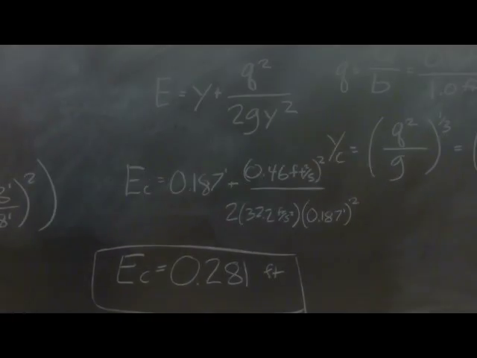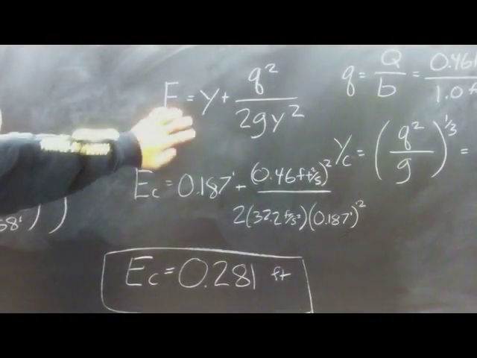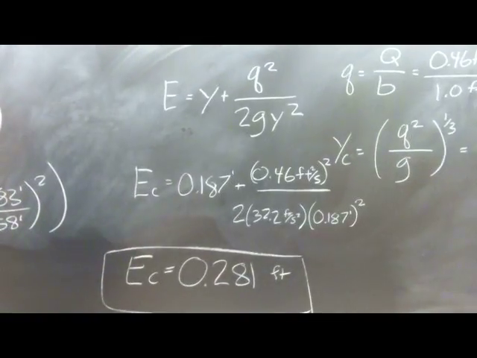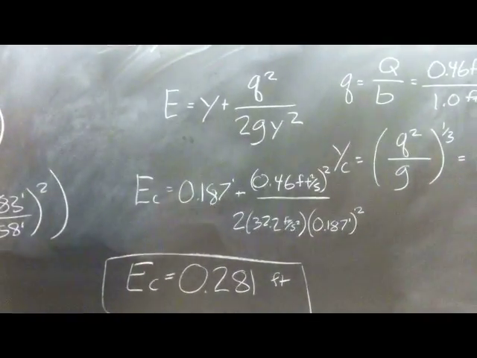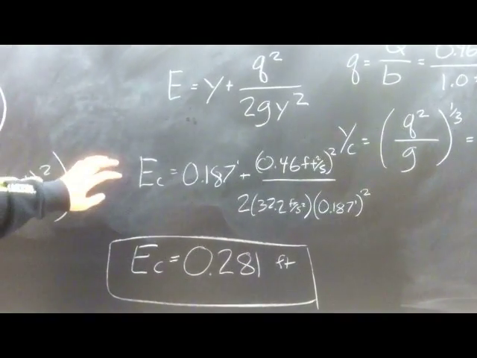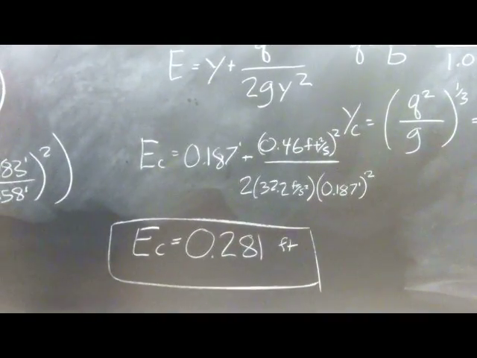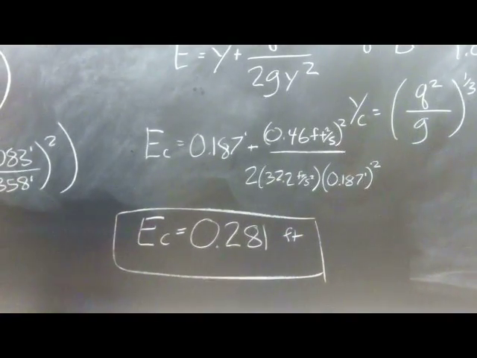In order to find the specific energy, we use this equation right here, which is the depth plus the flow per width squared over 2 times gravity times the depth squared. For example, we found the specific energy for the critical depth, and that answer is right here, 0.281 feet.